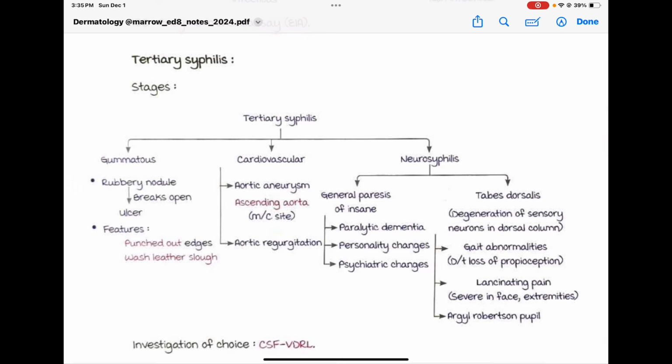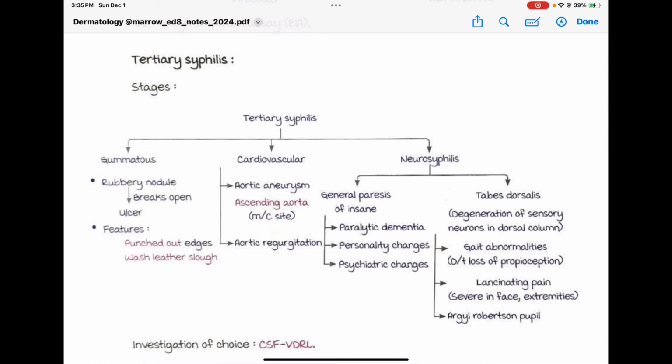Tabes dorsalis: degeneration of sensory neurons in the dorsal column, gait abnormalities due to loss of proprioception, lancinating pain, severe in the face and extremities, and Argyll Robertson pupil. Investigation of choice: CSF VDRL. Relapsing syphilis. So we will see an example of neurosyphilis, because it sounds very interesting. Gumma appears at the previous site of chancre.